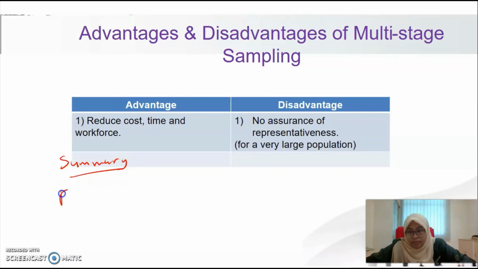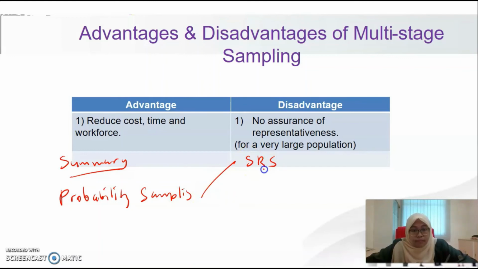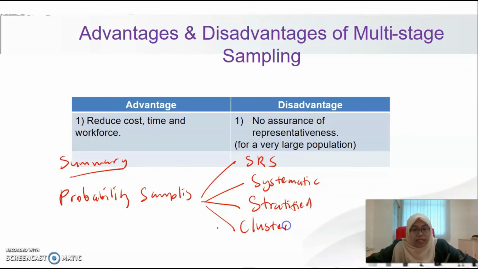in probability sampling, we have 5 different techniques. Number 1 is simple random sampling. Number 2 is systematic sampling. Number 3 is stratified sampling. Number 4 is cluster sampling. And the last one is multistage sampling.